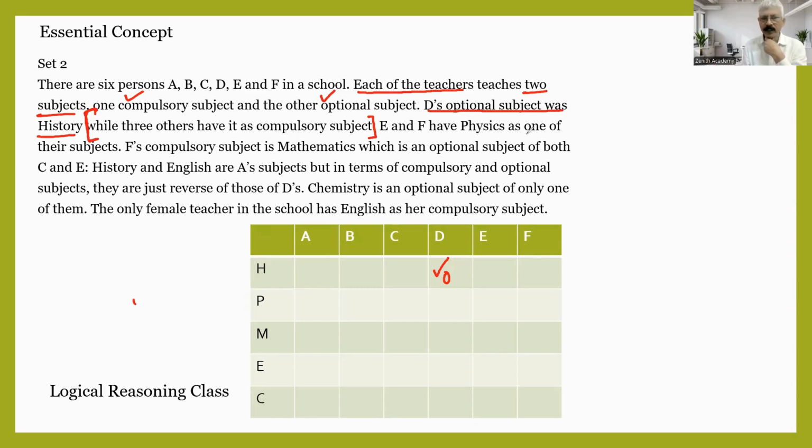Now, E and F have physics as one of their subjects. F's compulsory subject is mathematics, which is an optional subject of both C and E. It means math is an optional subject of both C and E. History and English are A's subjects, but in terms of compulsory and optional subjects, they are just the reverse of D's. It means history is an optional subject of D, so English is going to be the compulsory subject of D.